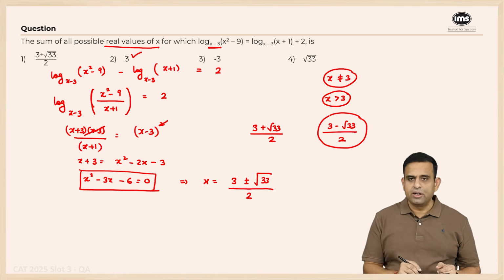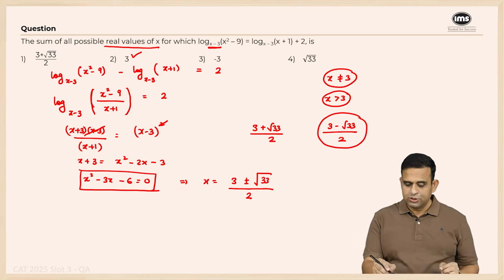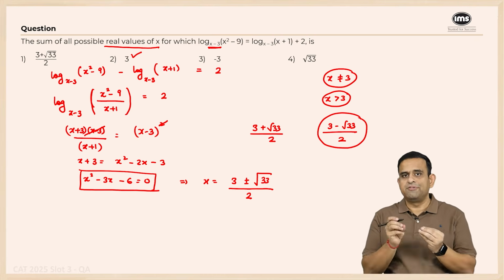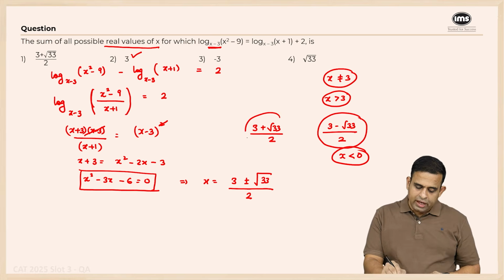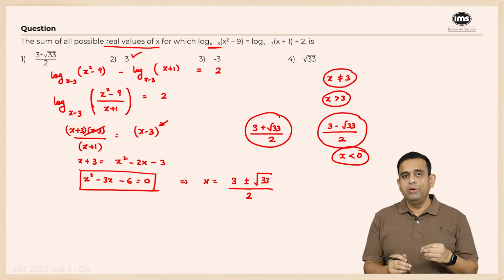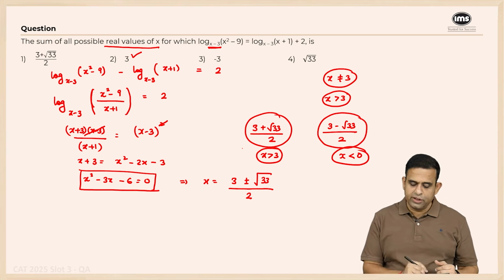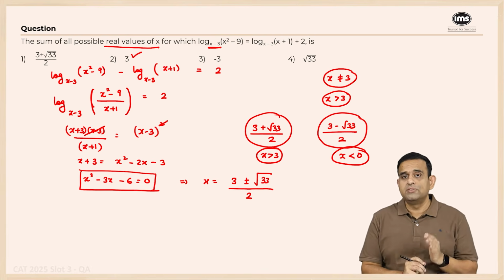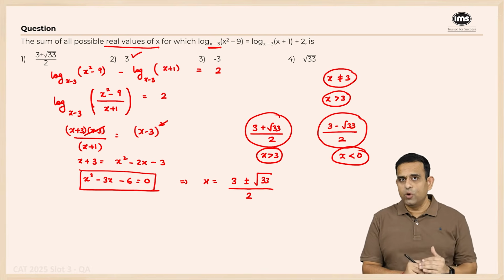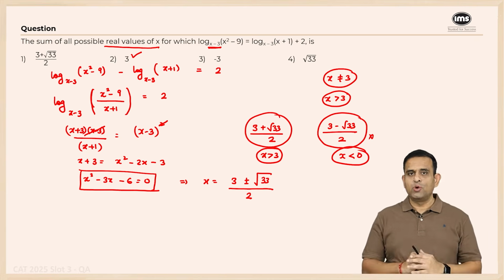If you look at the term root 33, one can say it is between 5 and 6. So this quantity will be 3 minus 5 point something, which means the value of x is negative. And this value you can clearly see is going to be above 4, definitely more than 3. That means you only have one valid value of x, which is (3 plus root 33) divided by 2. You should discard the other value because x comes out to be negative.